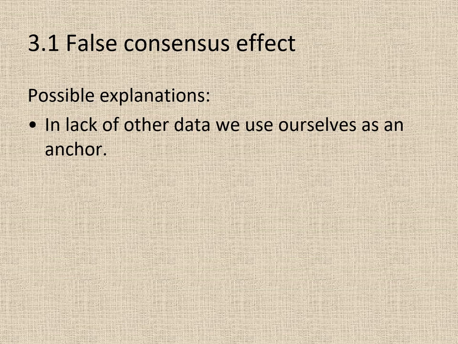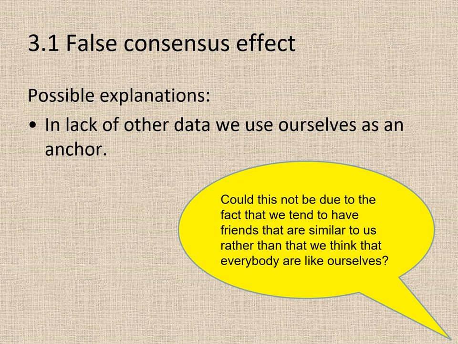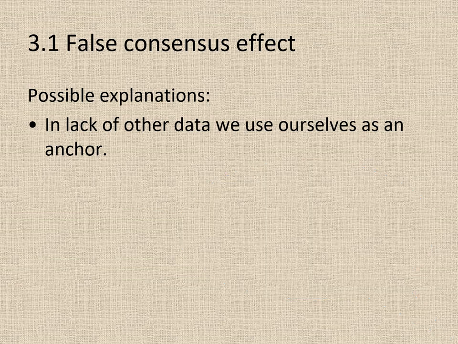If I vote liberal, I hang out with liberal people. Then you have information about your own behavior, and the information you have about other people's behavior doesn't tend to be a good sample of the total population, because the people you tend to observe tend to be more like you than the average. So in lack of other data, we use ourselves, but also our friends and those whom we observe. And maybe we miss the fact that our friends tend to be more similar to ourselves than the average Joe.